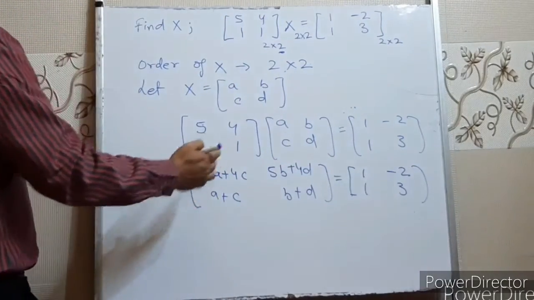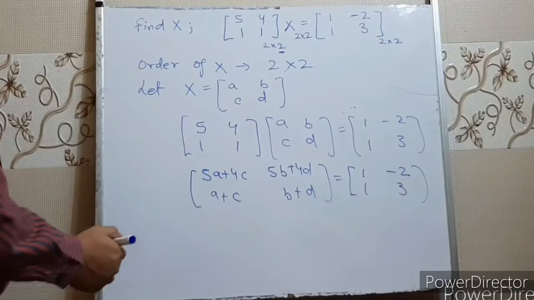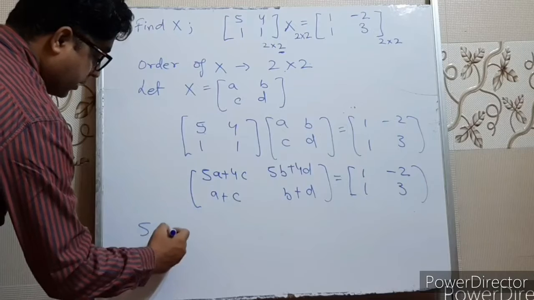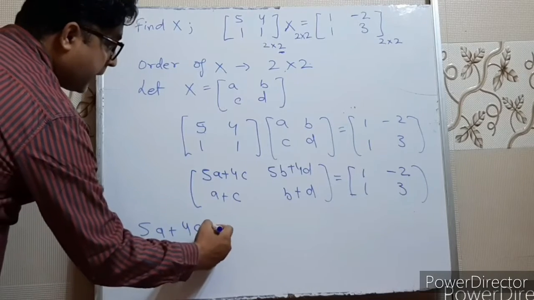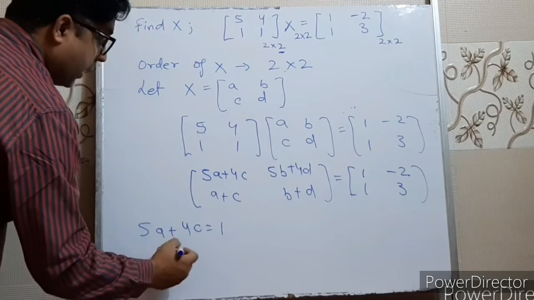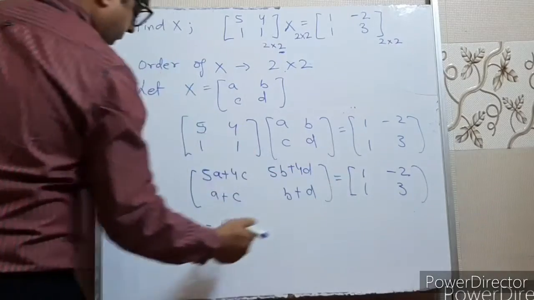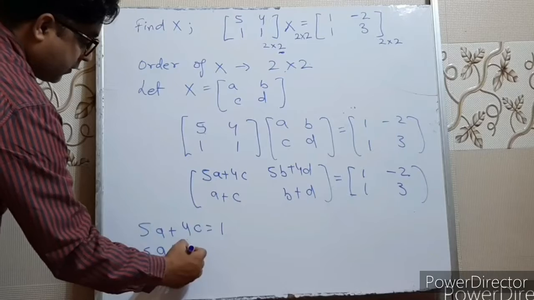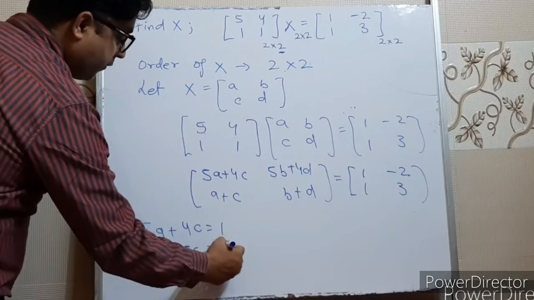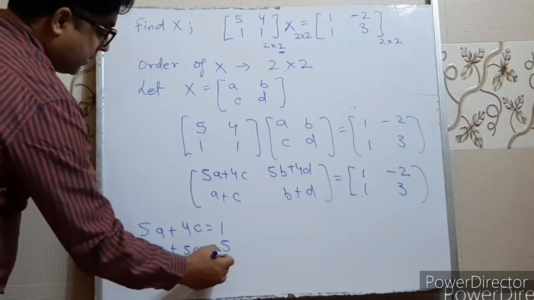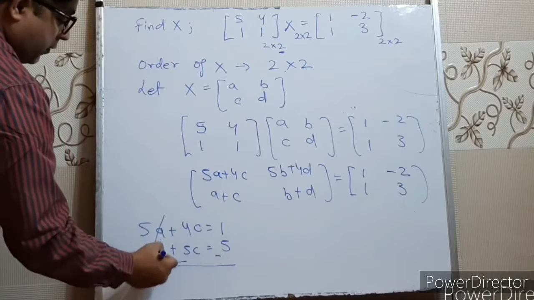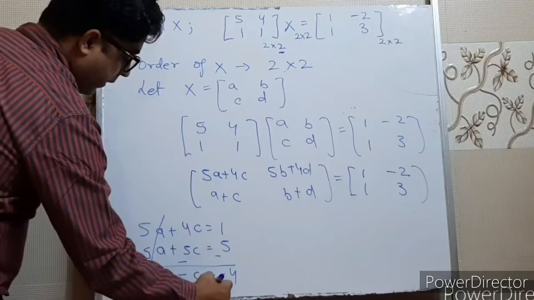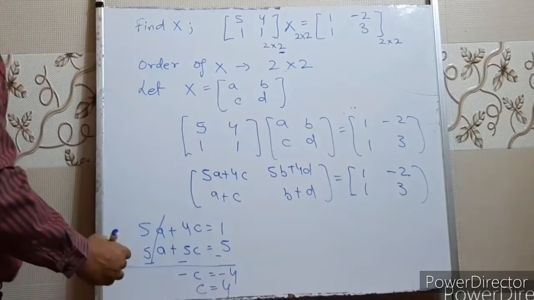Now when we equate the corresponding elements, as we have studied in equality of matrices, what conditions will we get? We'll get equations 5A plus 4C equals 1 and A plus C equals 1. So if you multiply by 5 here, what will you get? 5A plus 5C equals 5. Subtract these two equations, 5A and 5A cancel, you will get minus C equals minus 4. So the value of C will be 4.